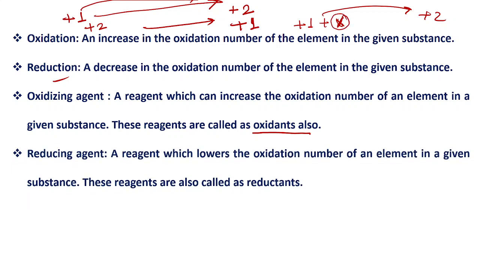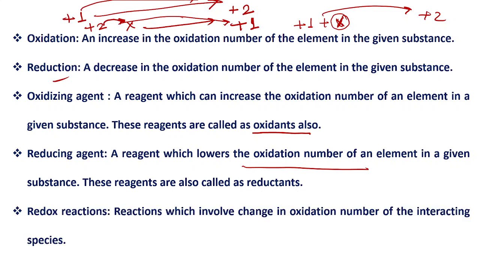And the reducing agent lowers the oxidation number. Here this plus 2 has become plus 1. So how will this plus 2 become plus 1? Somebody has to accept this electron. So that accepting atom will be known as the reductant. And a redox reaction involves the change in oxidation number of the interacting species. Meaning if these oxidation numbers, plus 1 and plus 2, are interchanged, then that is known as your redox reaction.